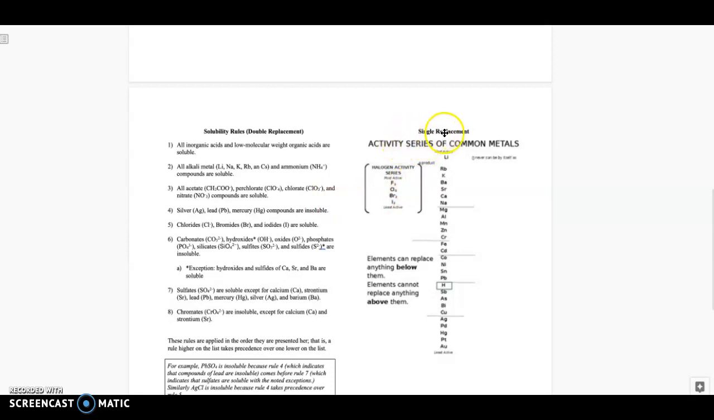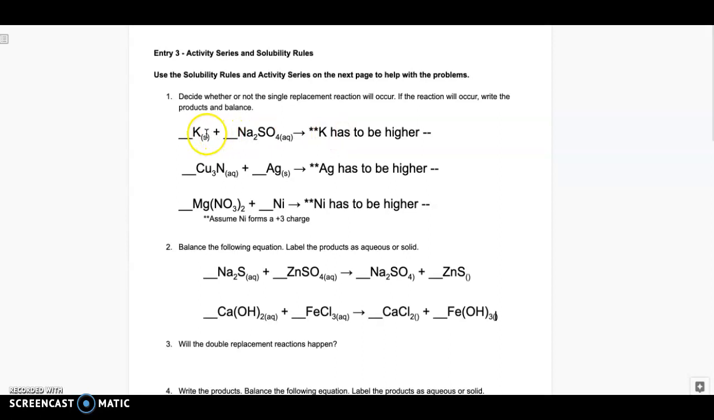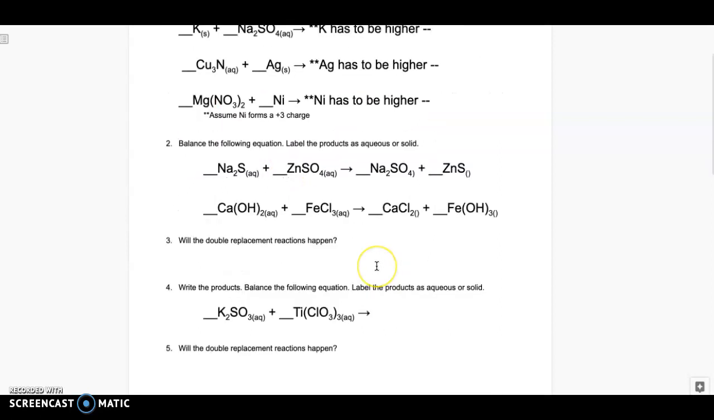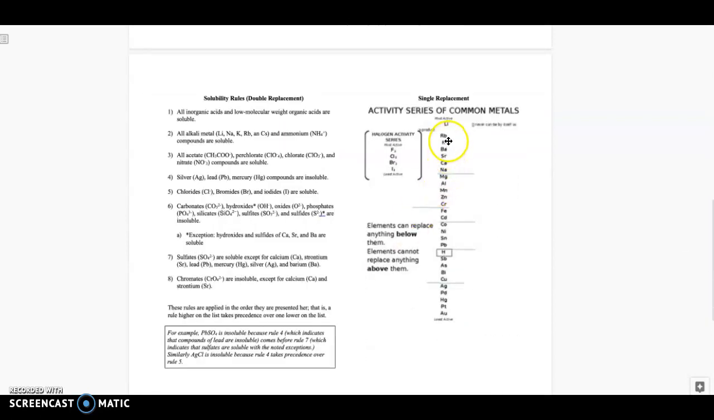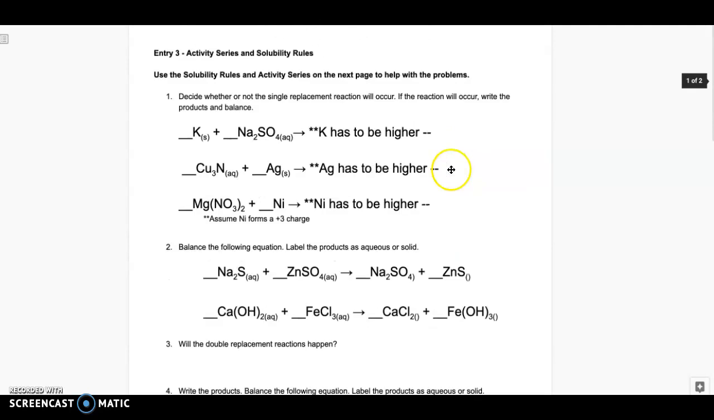So remember, activity series, this is for single replacement. And the element, the metal that's by itself, that's the thing that has to be higher. So right here, realize that just because Ag is second in this one doesn't mean that copper has to be higher. It means the thing that's by itself has to be higher. So K has to be higher for this to happen. I go look, is K higher than Na? There's K. There's Na. Yep. So there is a reaction.